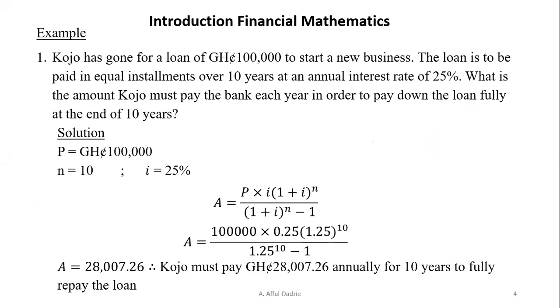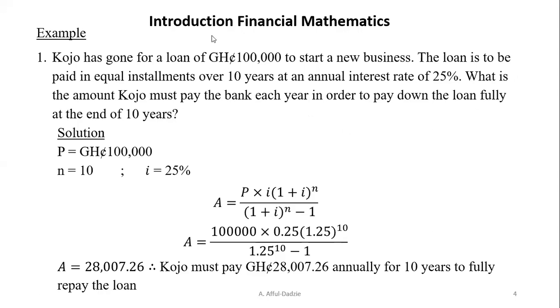So let's look at this question. Use this question to generate an amortization schedule. I don't know if we'll use this question too. All right, so we'll use a different question to do this. For instance, say Kojo has gone for a loan of 100,000 to start a new business.